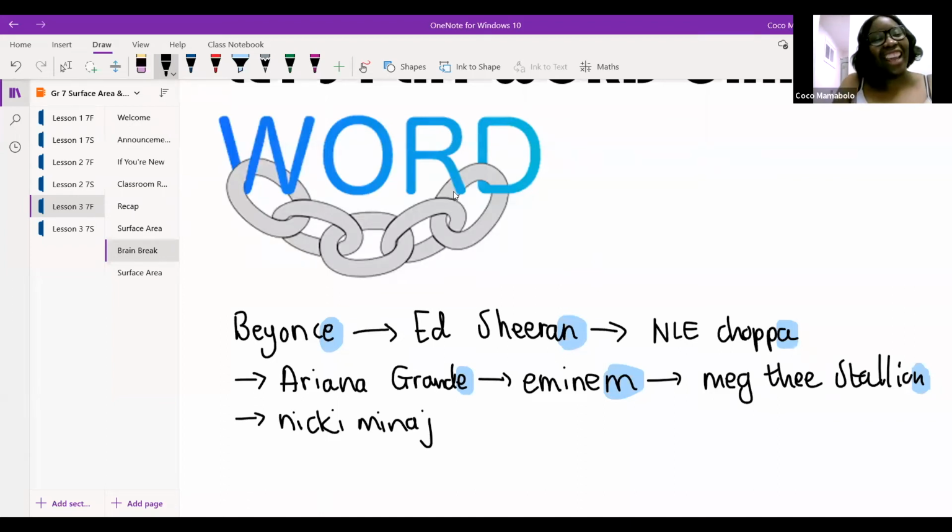I really like this word chain because I keep singing every time someone mentions an artist. I'm just living my life on the side. Like all the artists that I know, I'm singing along.